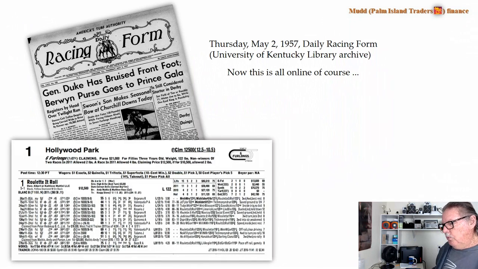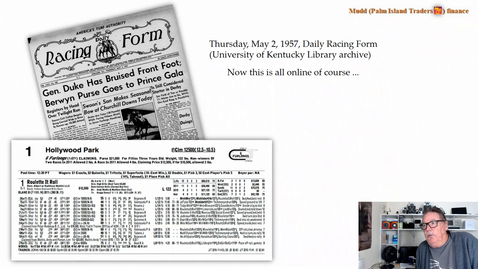Now, as I said, we used the American or the Daily Racing Form. I think it was called the American Racing Form. This is a version of the Daily Racing Form from May the 2nd, 1957.